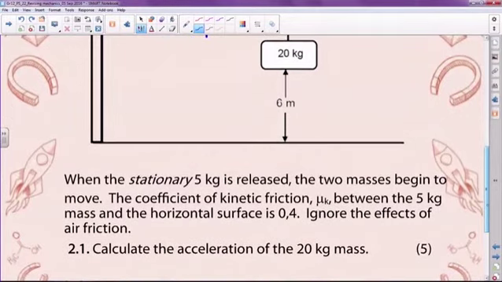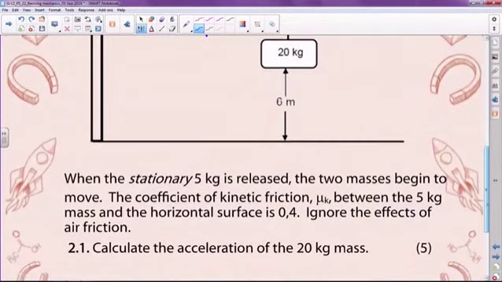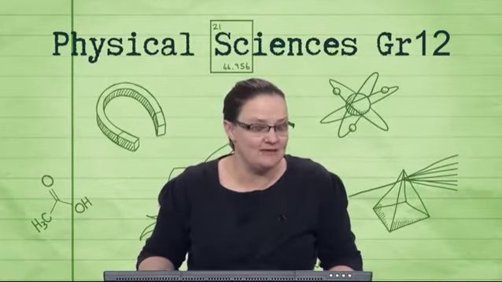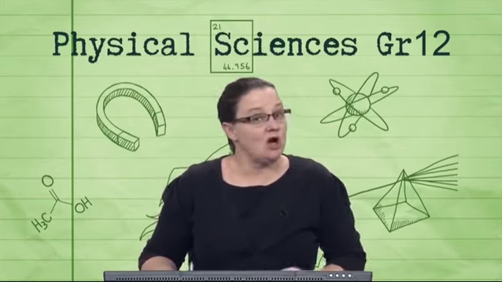First question, calculate the acceleration of the 20 kilogram mass. So there is your diagram. Okay, I want to know what the acceleration is. Okay, Newton's second law. This one's going to take you a little longer, so I'm going to give you 3 minutes to see how far you get, and those 3 minutes start now.